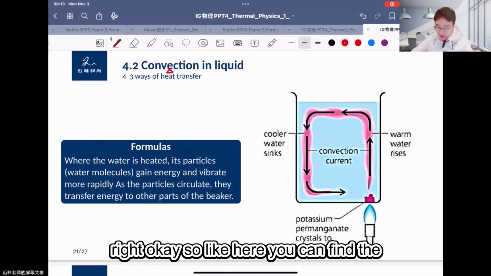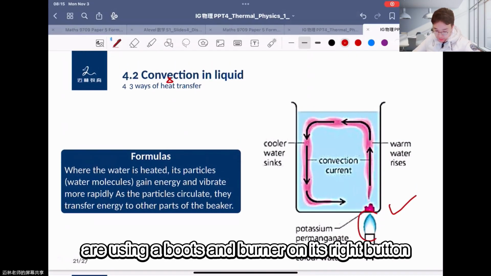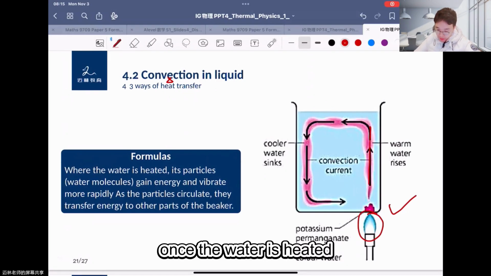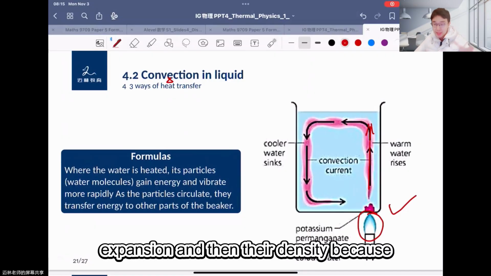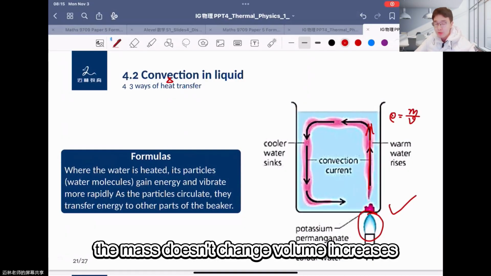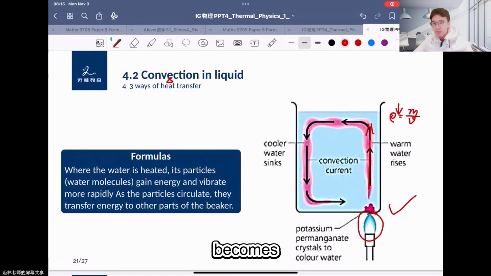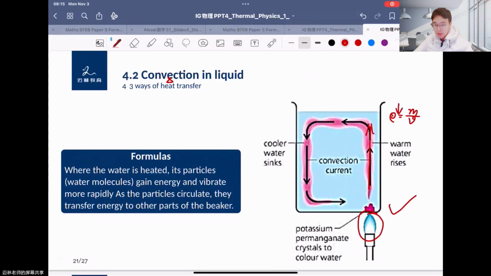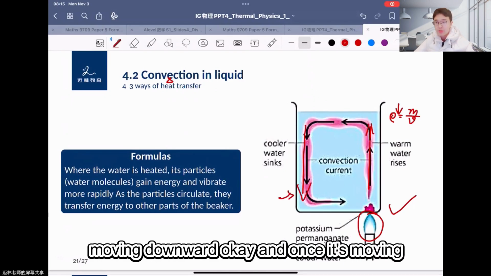Here you can find an example: a beaker filled with water, and we are using a Bunsen burner at its right bottom. Once the water is heated, you can find the volume increases, so it expands, and then its density decreases, because density equals mass over volume. Once the mass doesn't change and the volume increases, the density decreases, right? So the water becomes lighter than the other liquid, and it moves upward. On the left, you can find cold water, which moves downward.